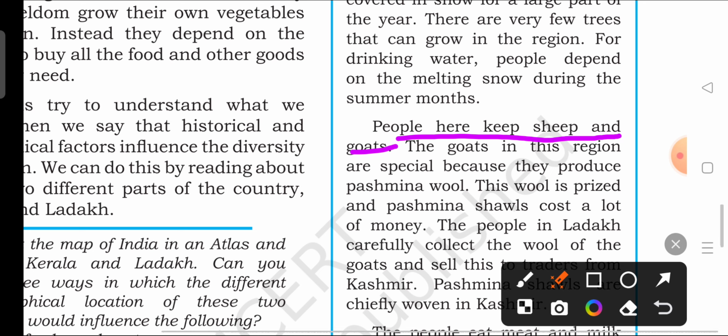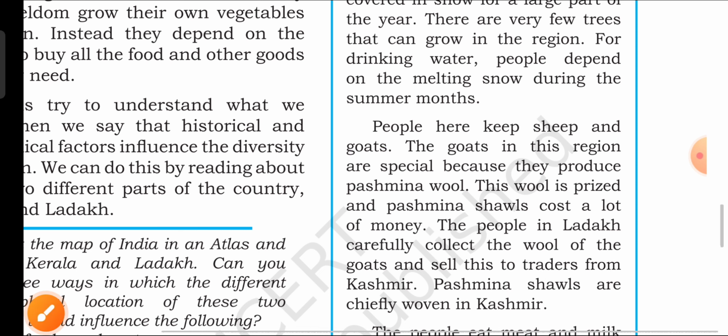Okay, and from there this pashmina shawl has been made, it has been woven. This wool is priced, and a pashmina shawl costs a lot of money, it is very costly. It has been said that if you wear one pashmina shawl, it is equivalent to 4 jackets. So you can imagine how warm it can be. So this wool is very costly.